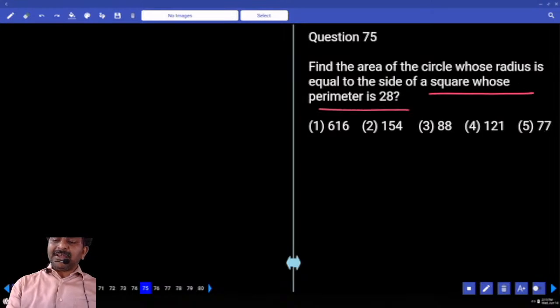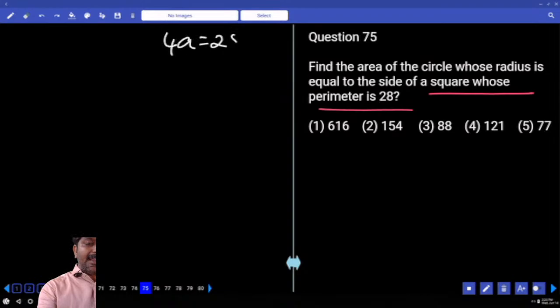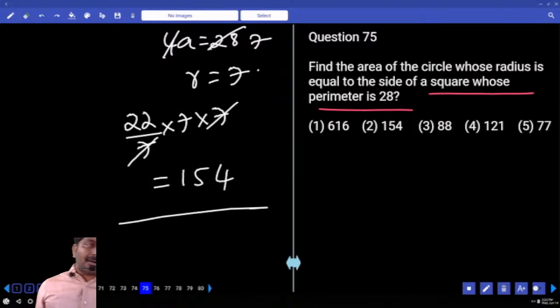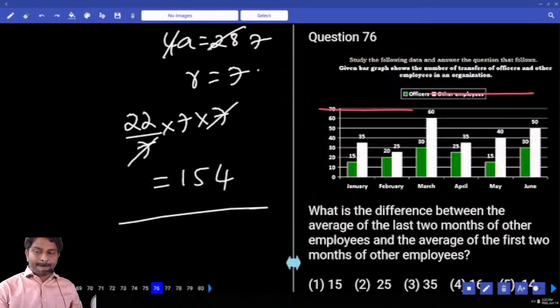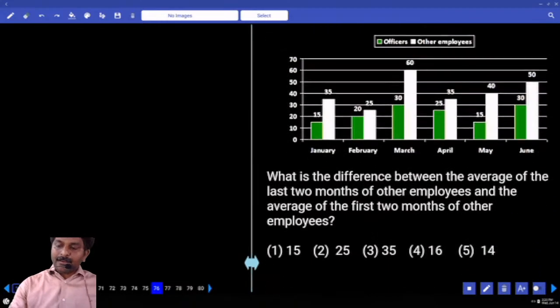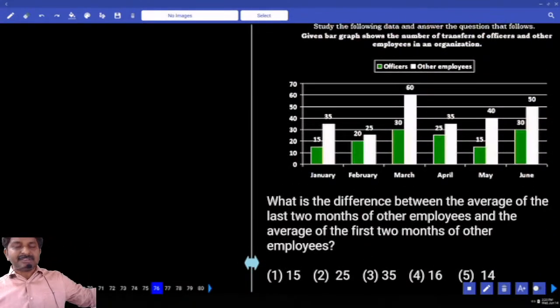Square perimeter is equal to 28. 4a is equal to 28. Then a is equal to 7. Radius also 7. Pi r square. 7 gets cancelled. Answer 154. Right. This must be the easy one.